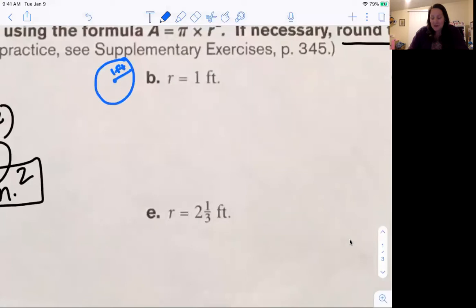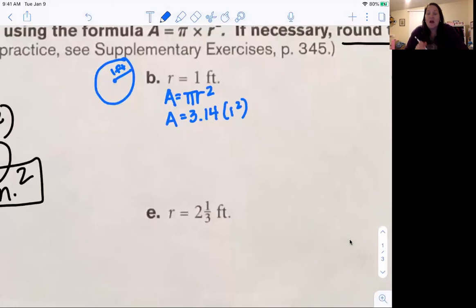What's our formula? Say it with me. Area equals pi r squared. Area equals 3.14 times 1 squared. And I think they threw this in because some people would say 2, because they're thinking 1 times 1 is 2. 1 times 1 is 1, okay? Area equals 3.14 times 1, which is 3.14, and we need square feet in there.